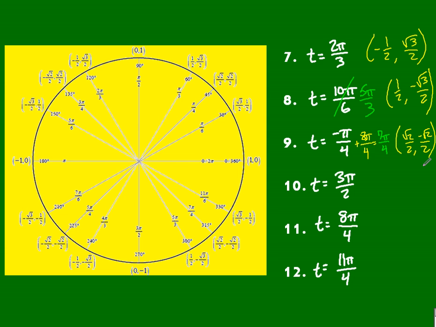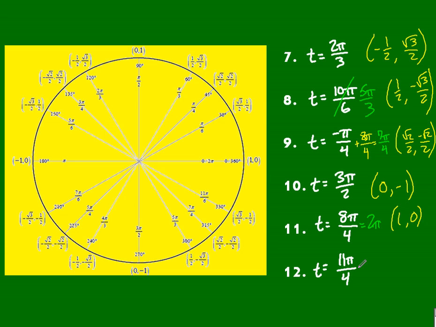Okay, 3 pi over 2 is right on this boundary here. That's an easy one. We just read it off as 0, negative 1. 8 pi over 4, I'm going to rewrite that. I can just divide that out and I get 2 pi. Where does 2 pi show up? Right at the beginning of our unit circle. So that's 1 comma 0.